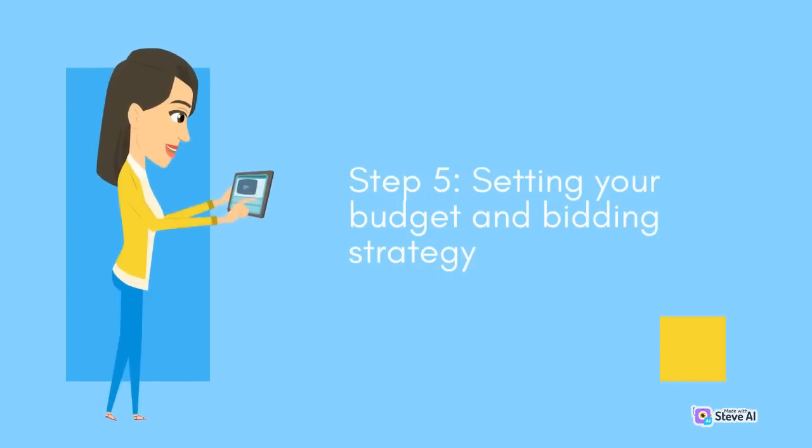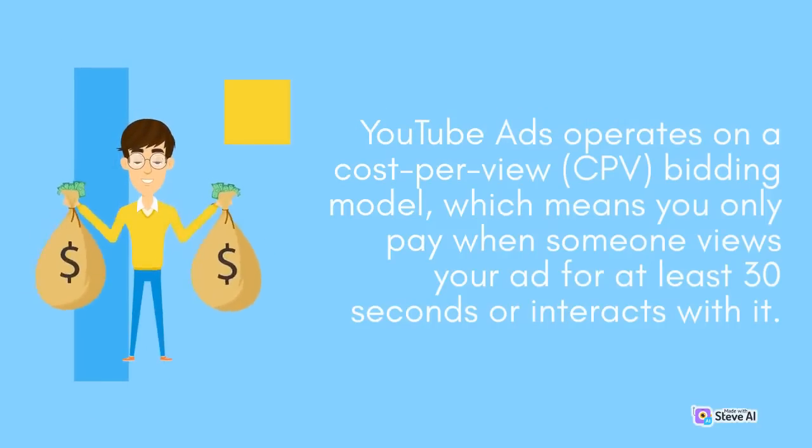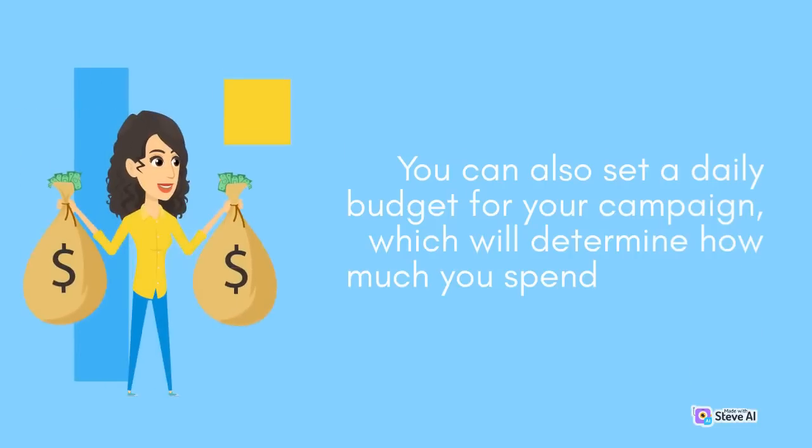Step 5. Setting your budget and bidding strategy. YouTube Ads operates on a cost per view, CPV, bidding model, which means you only pay when someone views your ad for at least 30 seconds or interacts with it. You can set a maximum CPV bid for your ad, and YouTube will try to keep your cost per view as close to that bid as possible. You can also set a daily budget for your campaign, which will determine how much you spend each day.